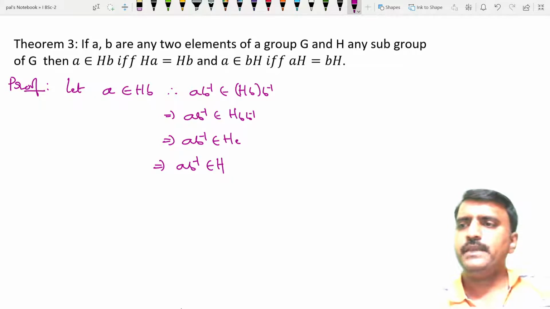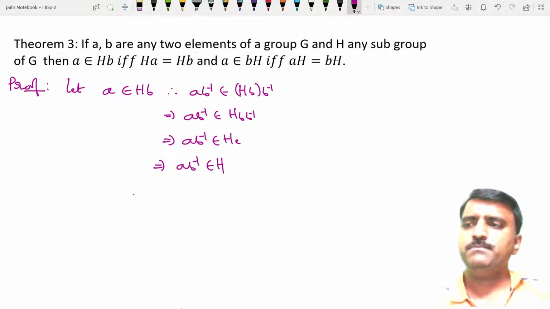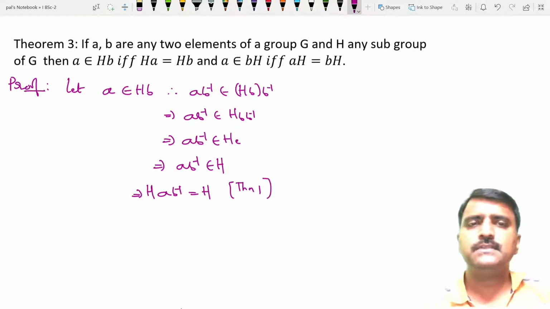Now AB inverse is an element of H, which implies that you construct one coset using the element AB inverse, that is HAB inverse. HAB inverse is equal to H. This is by theorem 1. In theorem 1 we discussed that if A is an element of H, then HA is equal to H.